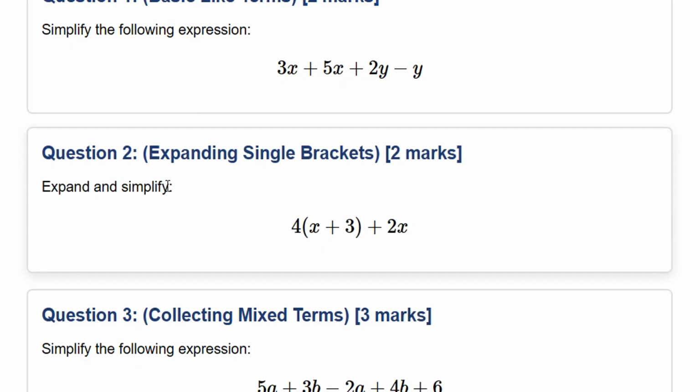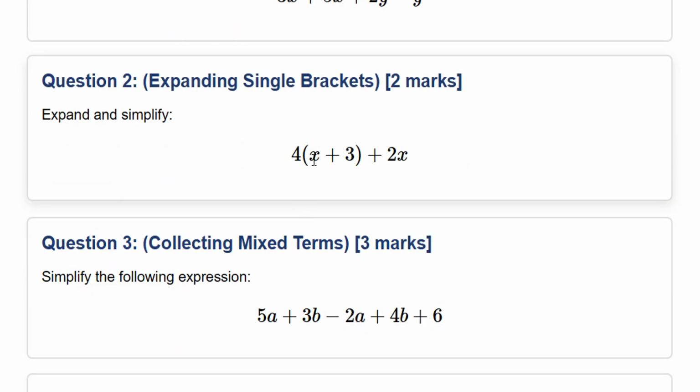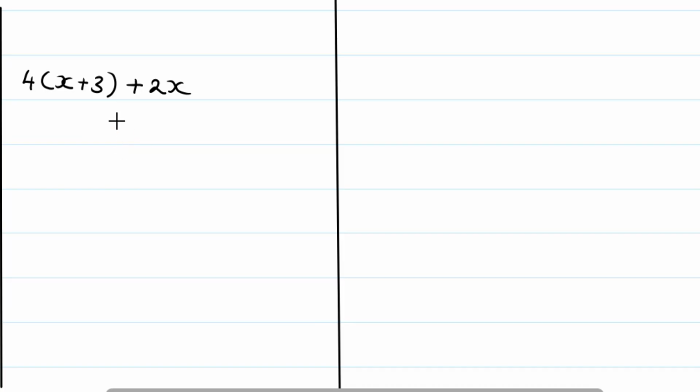So in this question 2, we are told to expand and simplify this expression here. As you can note, it has some brackets. So it's 4 into x plus 3, then plus 2x. So how do we go about this? Let us solve it. When simplifying an expression like this, the first step is to open the brackets.